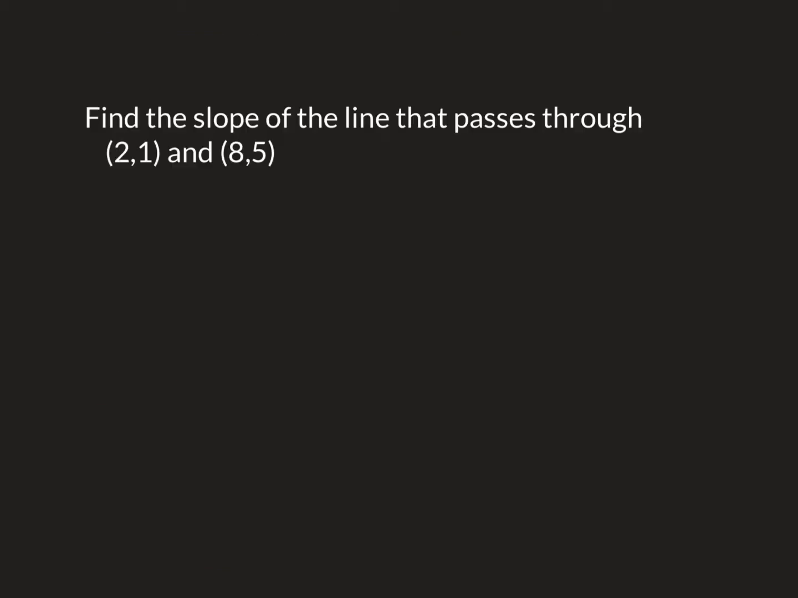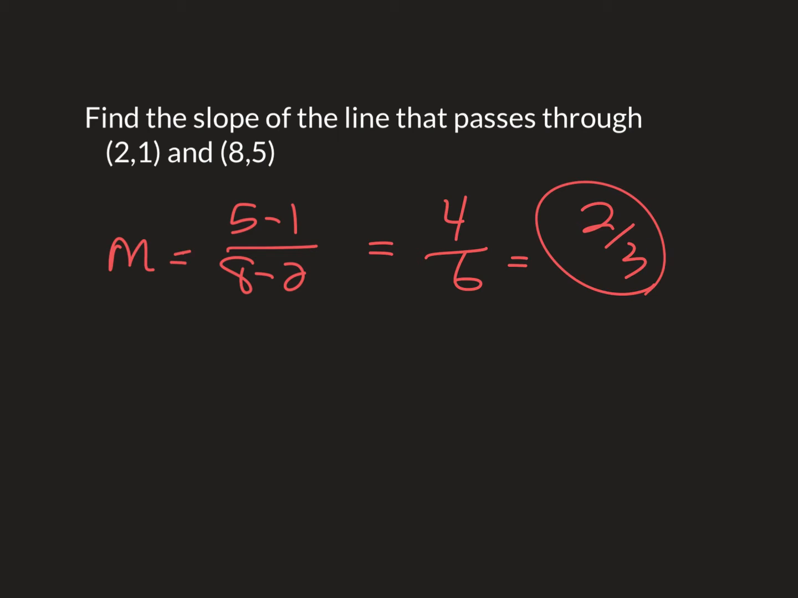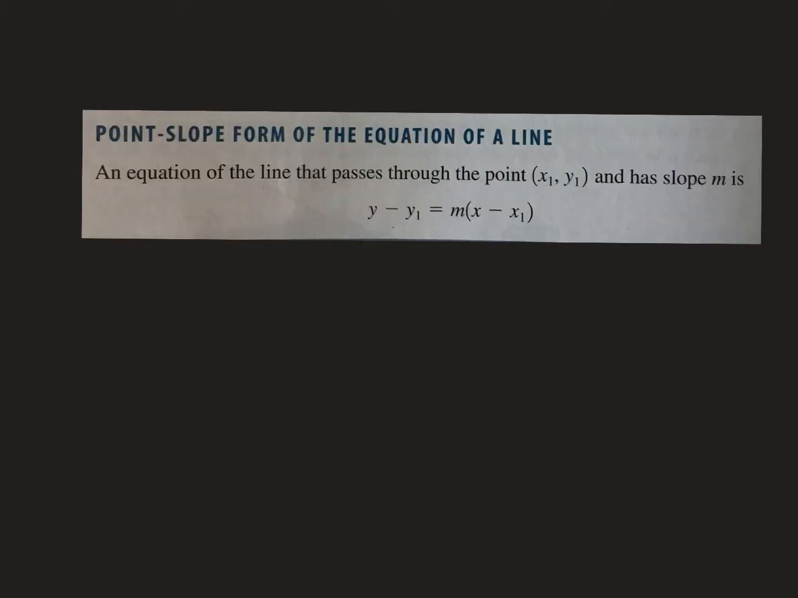All right, so the first thing I ask you to do tomorrow is just find some slopes. This one says find the slope of the line that passes through those 2 points. Remember, slope is y minus y, the change in the y's over the change in the x's. So 5 minus 1 over 8 minus 2. 5 minus 1 is 4. 8 minus 2 is 6. Always reduce. Slope is 2/3, which means as x changes by 2, y is going to change by 3. So it's really the change in y based on the change in x.